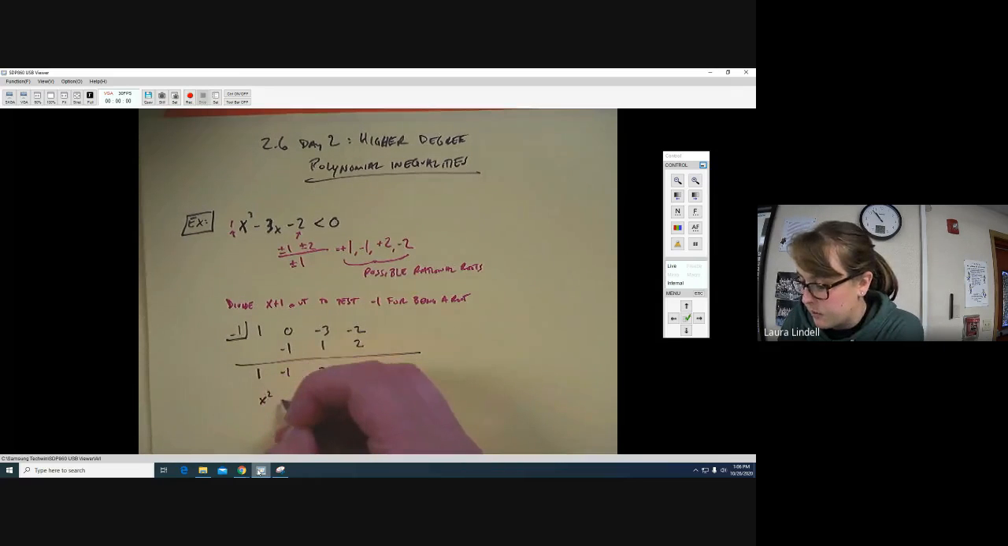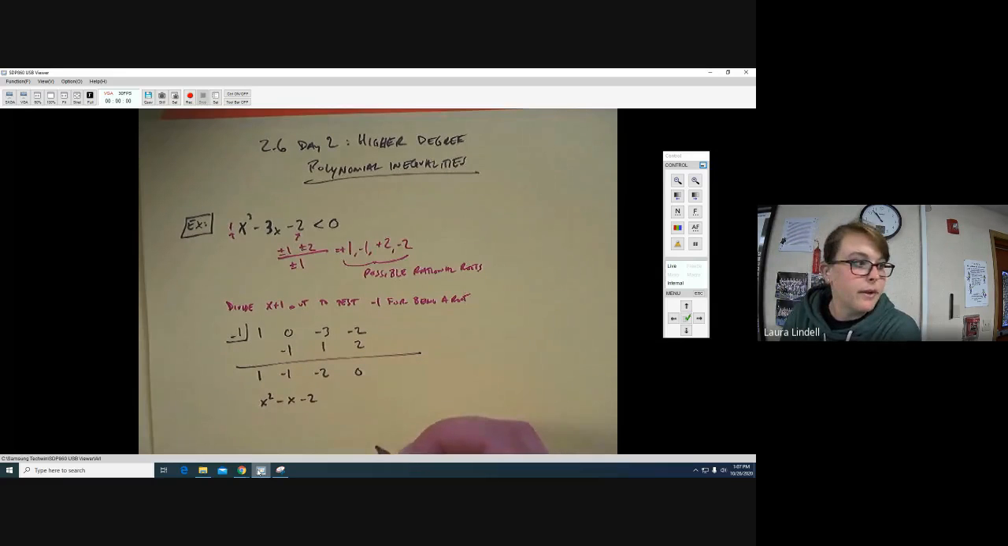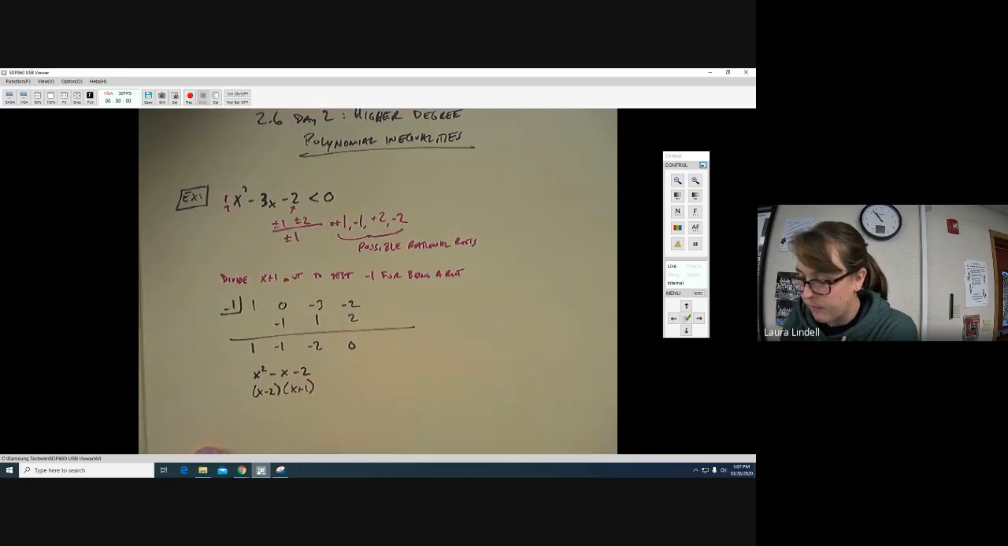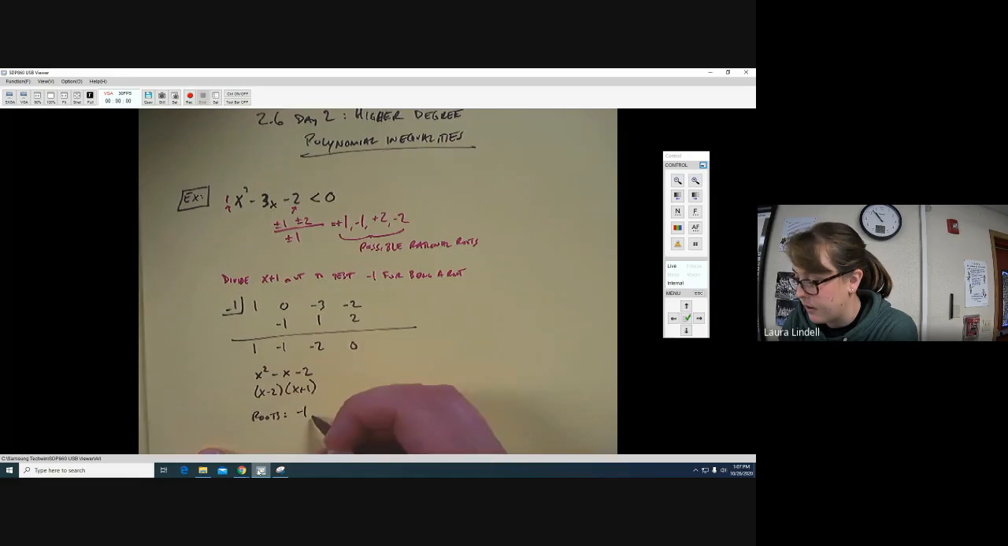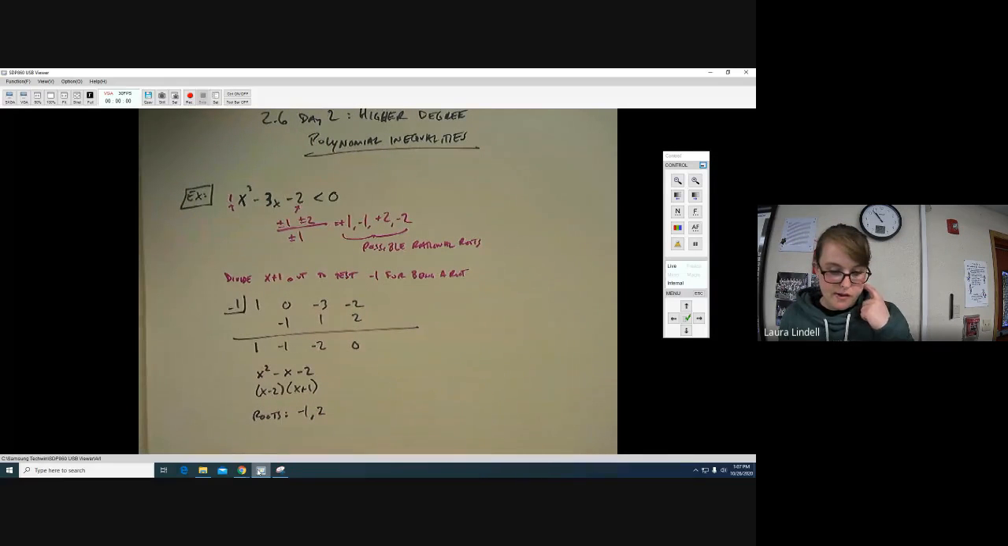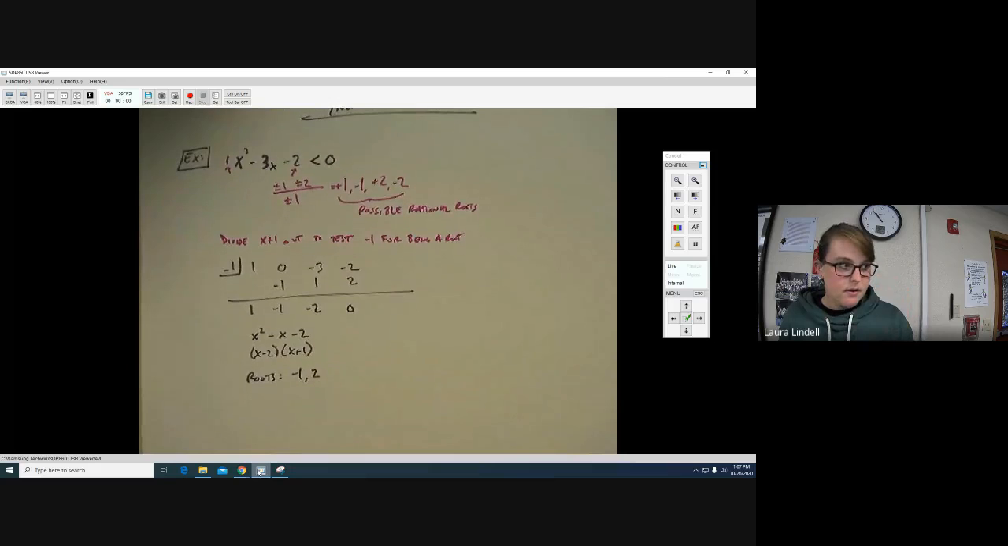And then we're left with x squared minus x minus 2, which we can factor into x minus 2 times x plus 1, which would tell me that all my roots are negative 1, which has a multiplicity of 2 because it shows up twice, or positive 2. But I could easily just find this information by looking at the graph. So whichever way you want to come by your information is fine.